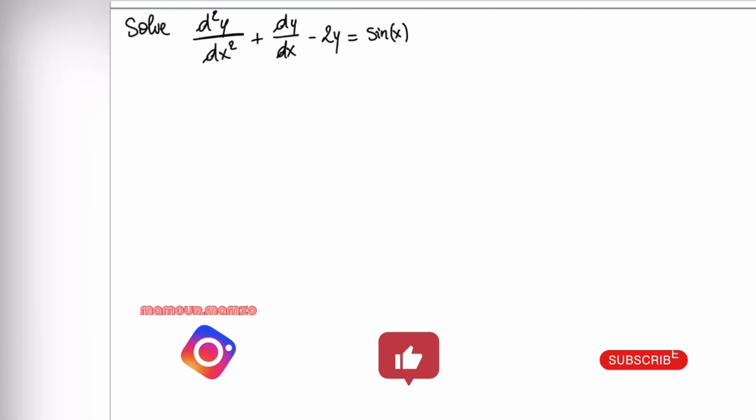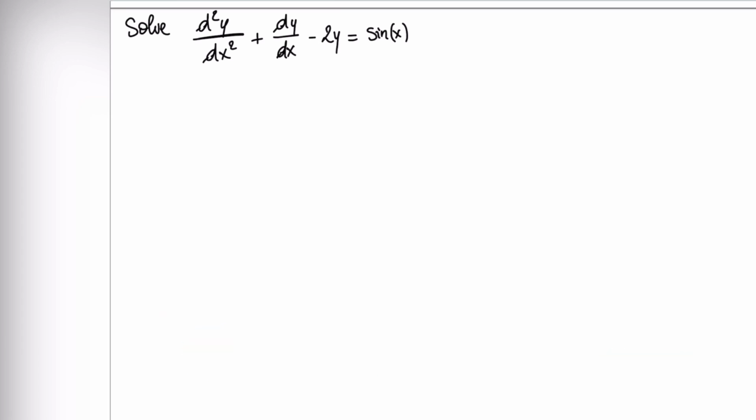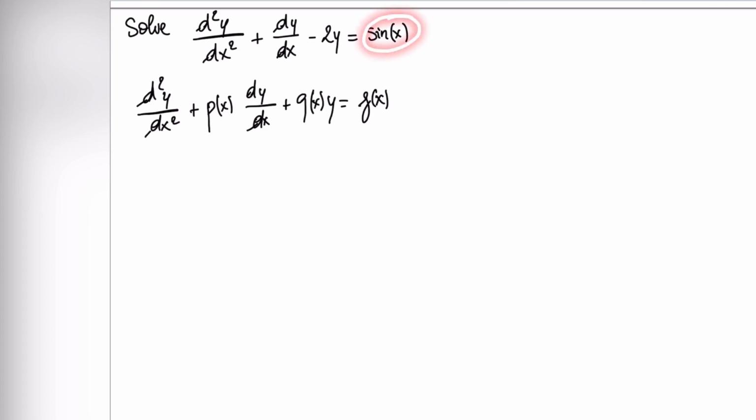Hi guys, in today's video we have a second order ordinary differential equation. So the general form of a differential equation of this type is d squared y dx squared plus p of x dy dx plus q of x y is equal to g of x. As you can see, this is non-homogeneous because this g of x is non-identical to 0.